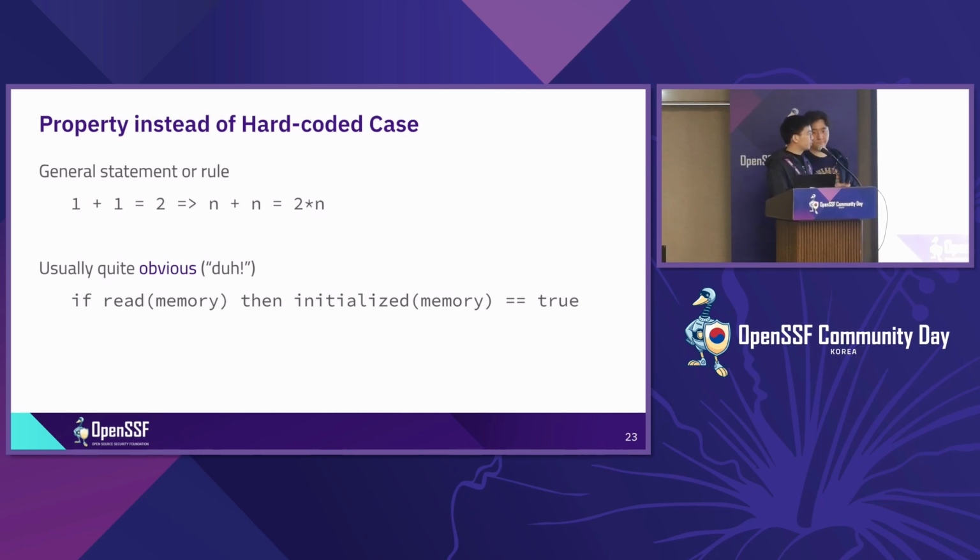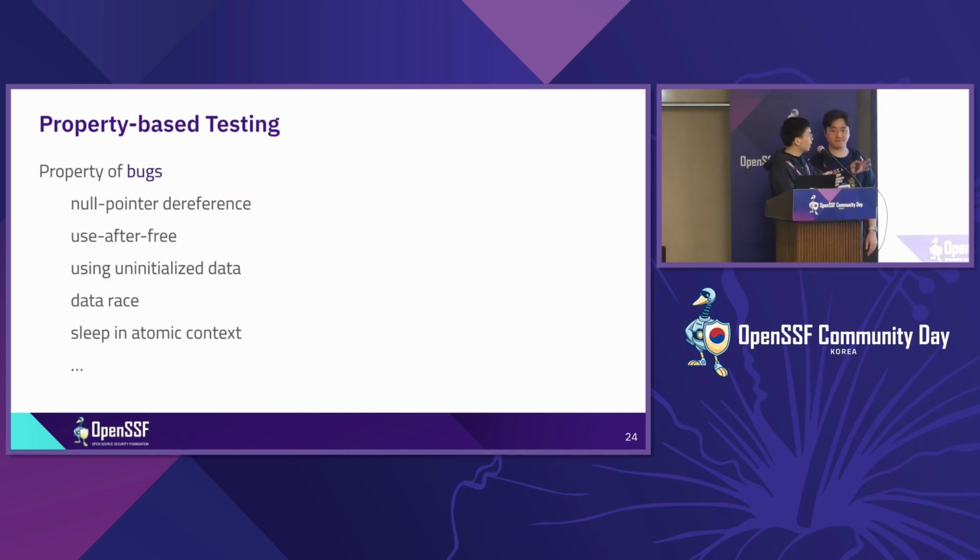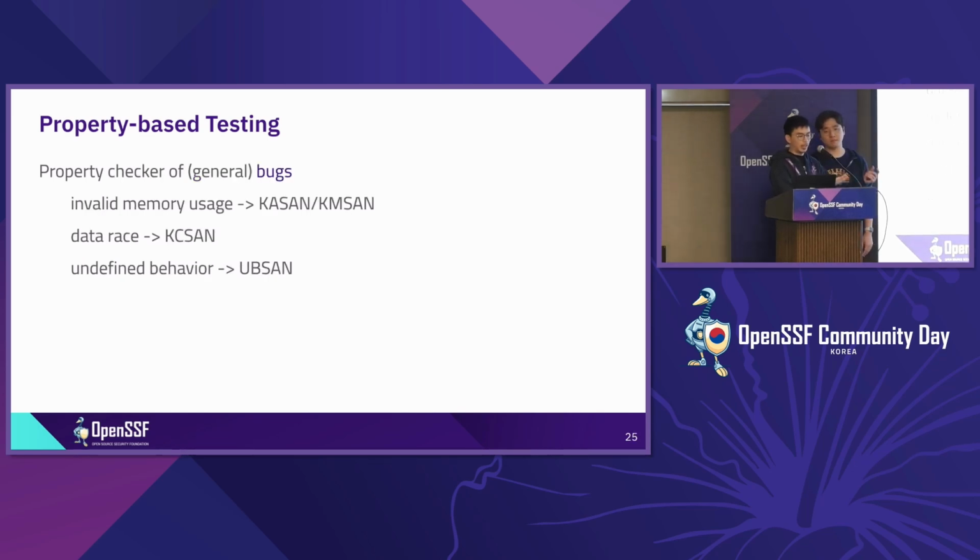For example, for the Linux kernel, we check something like this: if you're trying to read memory, then make sure it's initialized. And we come up with a lot more rules for this. Something like null pointer dereference bugs, use-after-free bugs, uninitialized data, also data races, or more kernel-specific, which Yunseong will talk about more, sleeping in atomic context.